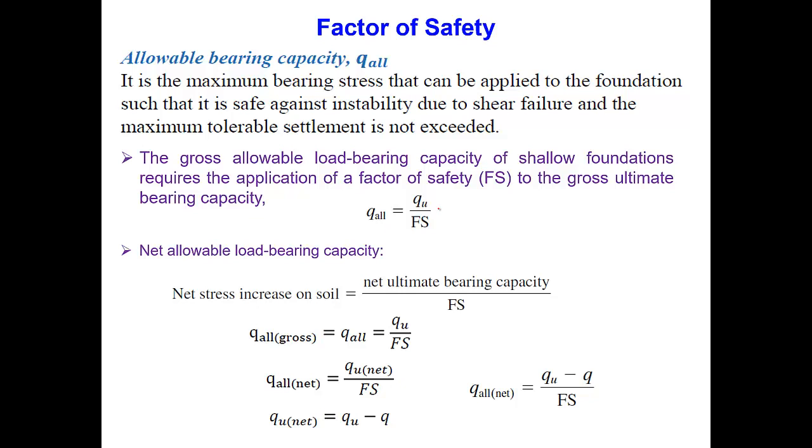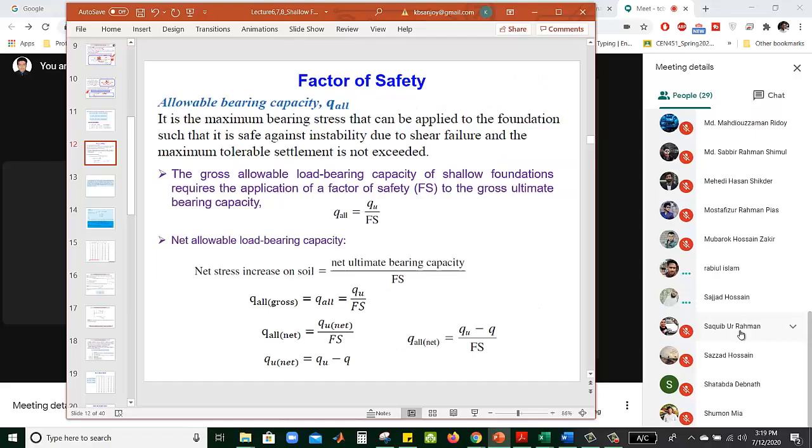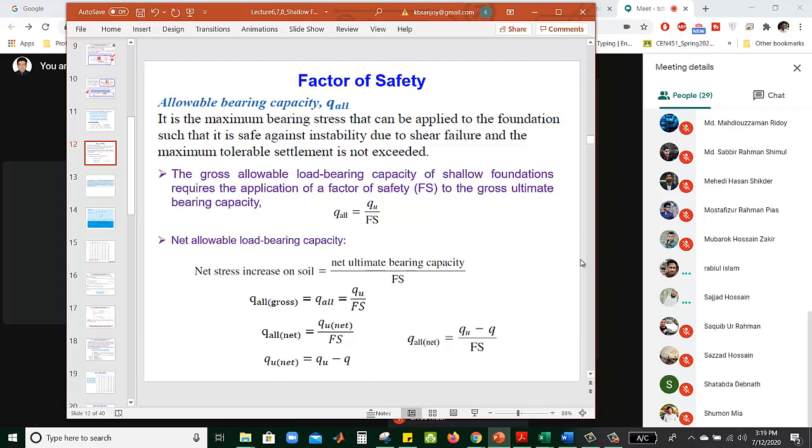Okay, so now you can see the factor of safety. Can anybody tell me what is factor of safety? If the load is maximum, then we can decrease the load for our safety purpose. That's why we take the allowable load. That's why we divide by some factor, which is called factor of safety. Okay, it's a good answer actually.